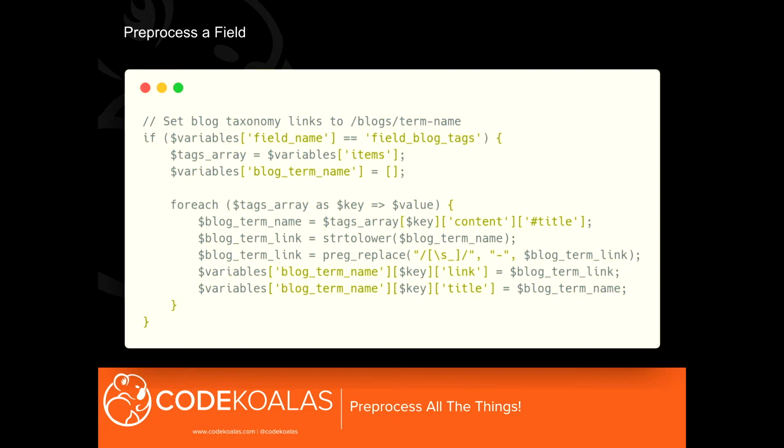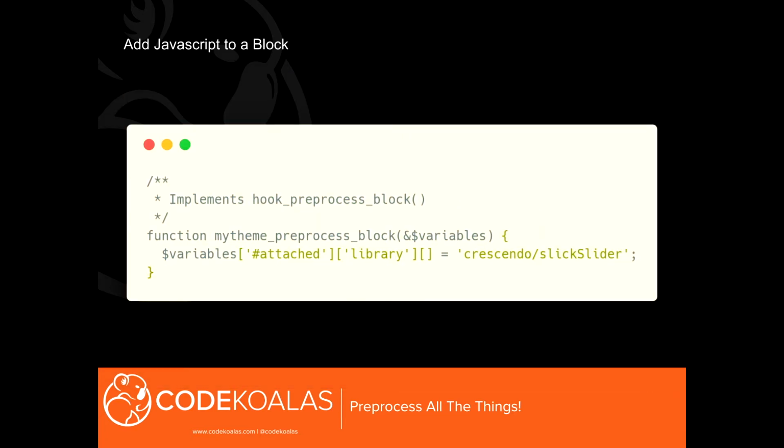And another thing that people will do quite often, which is pretty common with preprocess functions, is adding JavaScript to a block. So let's say you have a slick slider or some kind of flickity slider. Oh, there goes my pointer. And you don't want to add the JavaScript to the whole site, but you just want to add this JavaScript to this block, to be as minimal as possible.